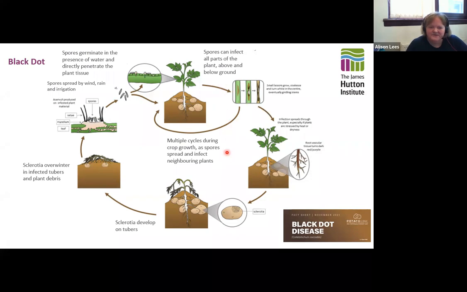There are multiple disease cycles during crop growth as spores spread and infect neighboring plants. And the characteristic black dot symptoms or sclerotia develop on the tuber, and these provide a means for the pathogen to overwinter on tubers and plant debris, produce spores, and start the cycle again.